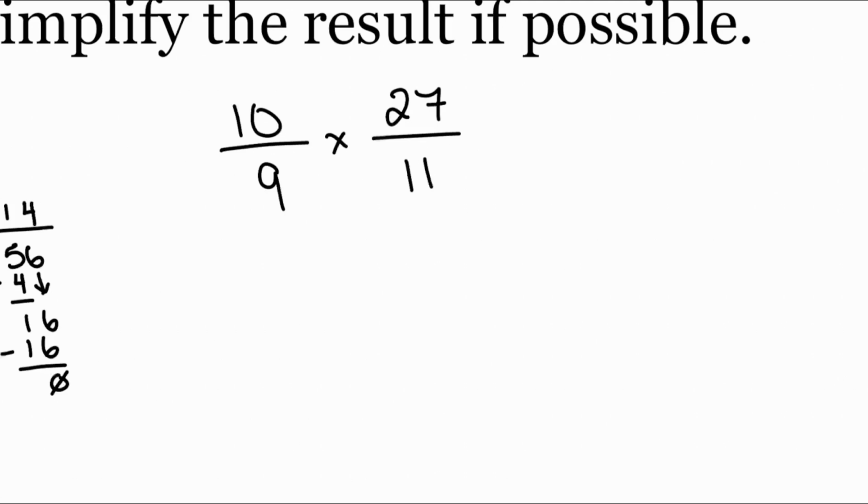So first things first, if we decided to do this straight up, remember that we would have a pretty tough time because, sure, 10 times 27, that's 270, but then 9 times 11 is 99. If we did it straight up, it would be 270 divided by 99, which it may not be obvious how to do from here. We can give ourselves an easier time. Let's simplify first. Everyone, help me out.